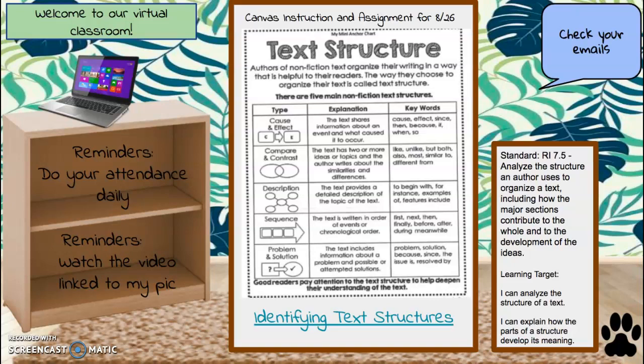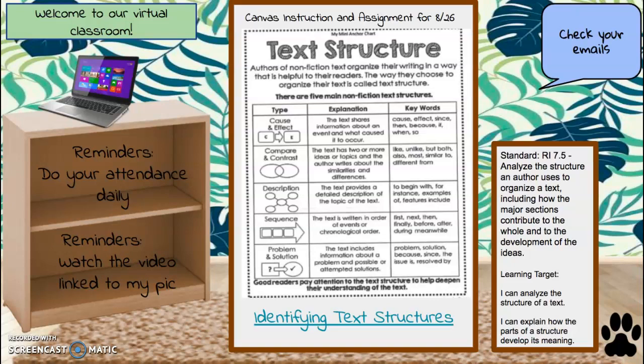Okay? Our next one is compare and contrast. Finding those similarities and differences. Okay? The text has 2 or more ideas or topics, and the author writes about the similarities and differences. Some keywords: like, unlike, but, both, also, most, similar to, different from. Next, we have description. That's when those details are very important. The text provides a detailed description of the topic of the text. To begin with, we're into those keywords now.